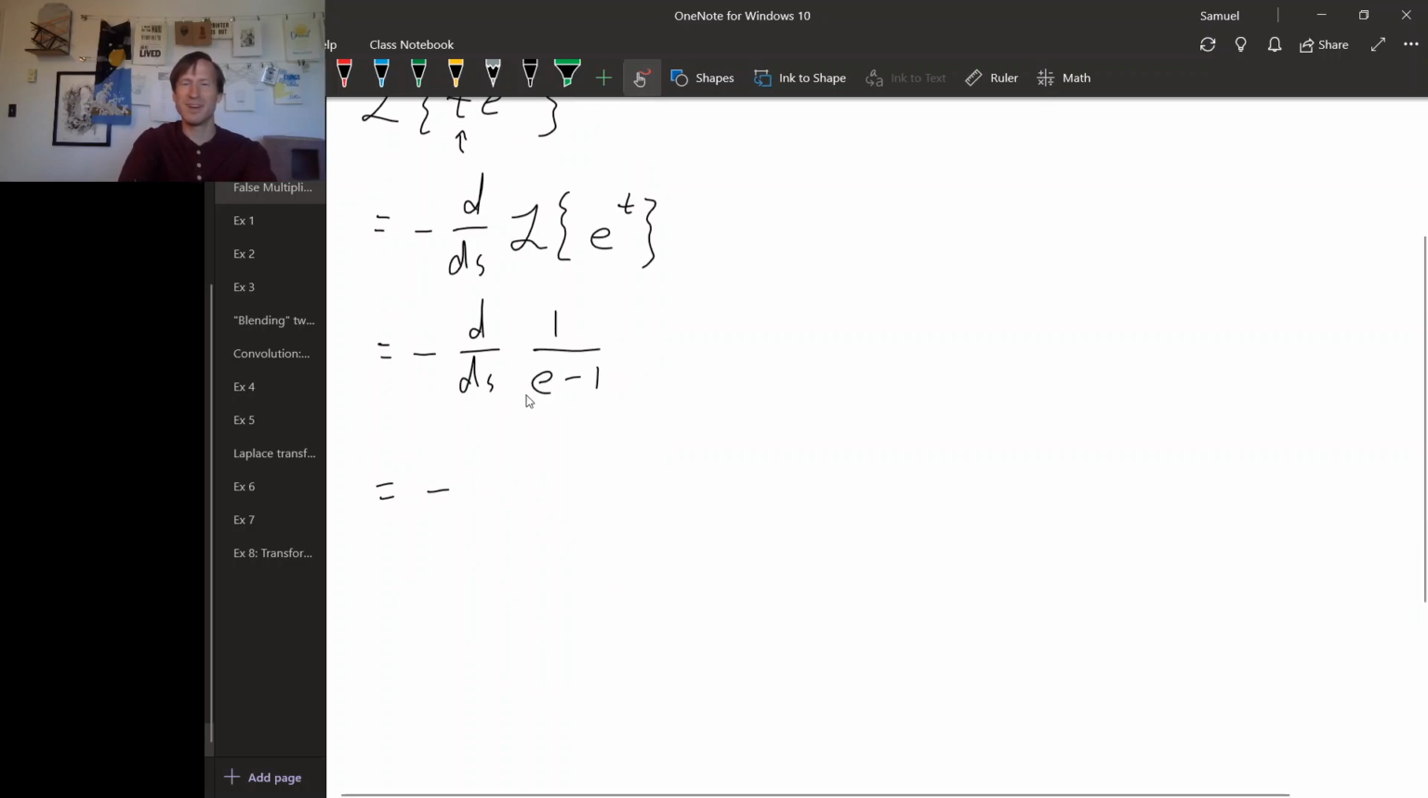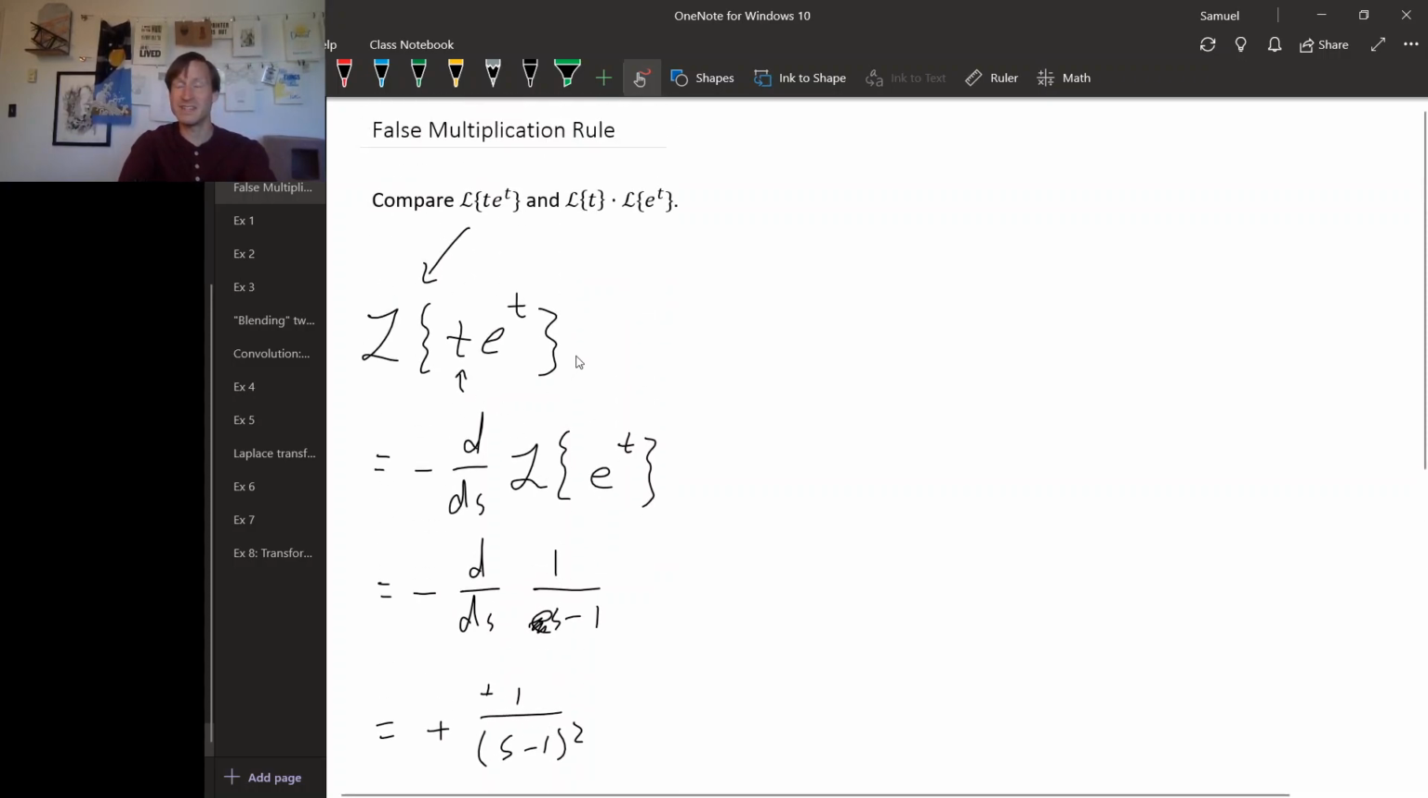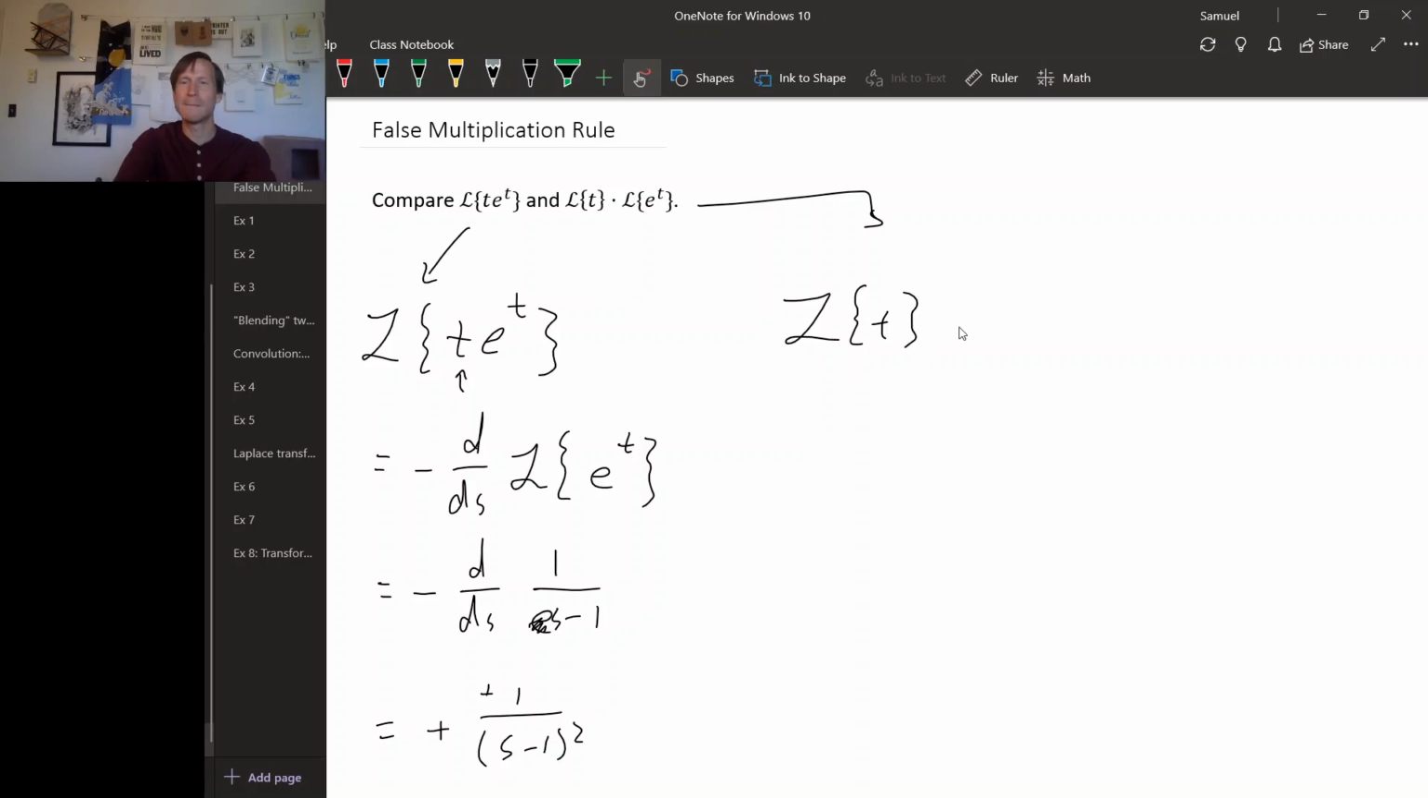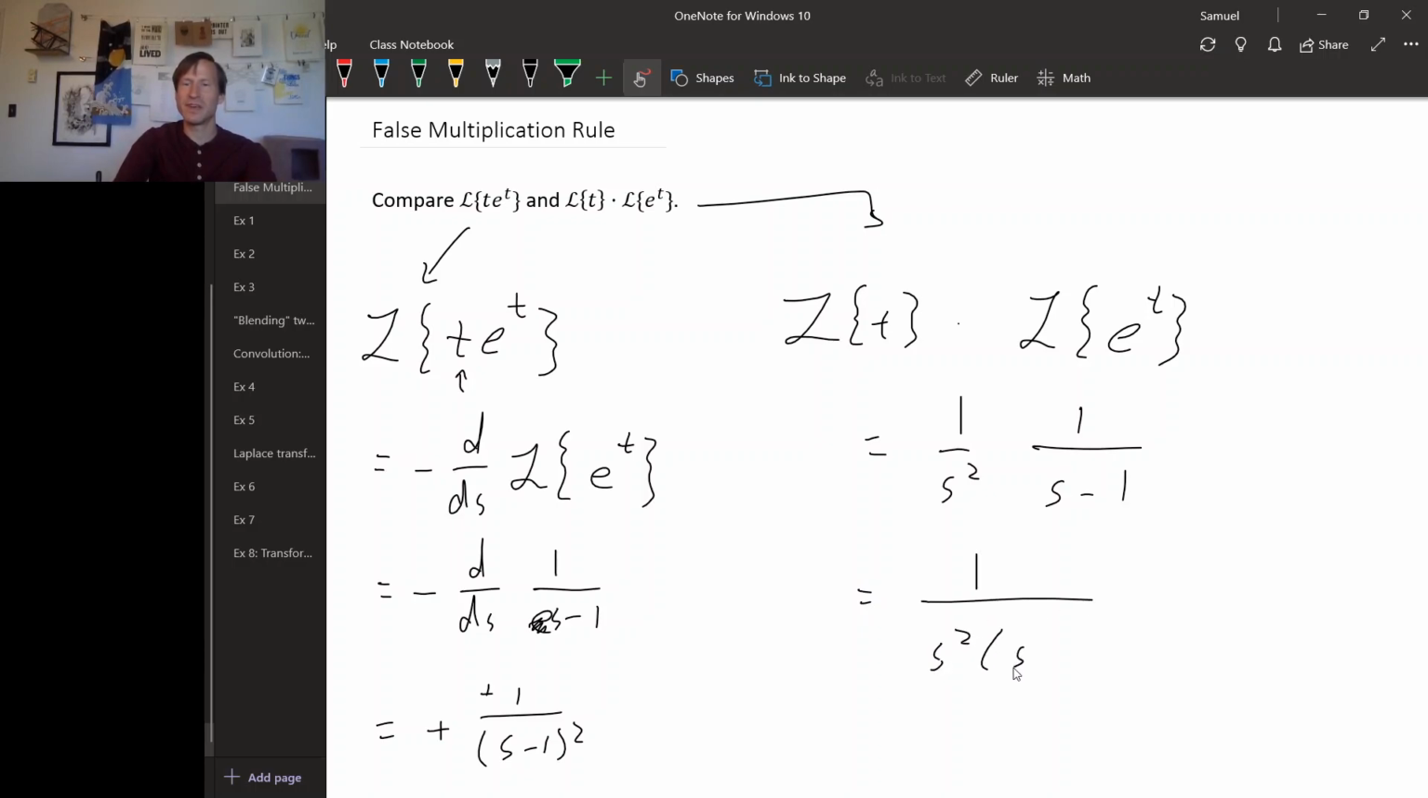And the derivative of 1 over s minus 1 is minus 1 over s minus 1 squared. So then these minus signs cancel. So we get 1 over s minus 1 squared for the Laplace transform of t e to the t. Now let's work out this other one, the Laplace transform of t times the Laplace transform of e to the t. So the Laplace transform of t is 1 over s squared, and the Laplace transform of e to the t is 1 over s minus 1. And so we get 1 over s squared times s minus 1.